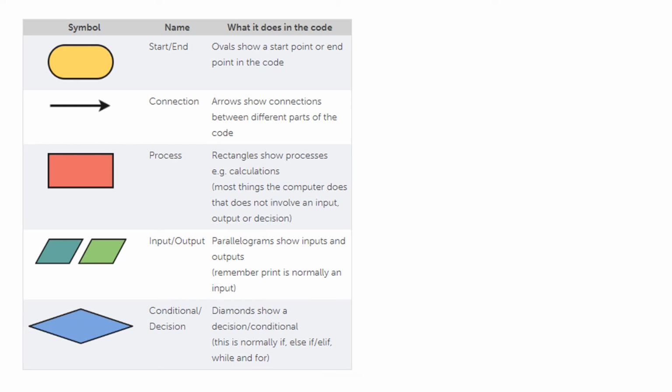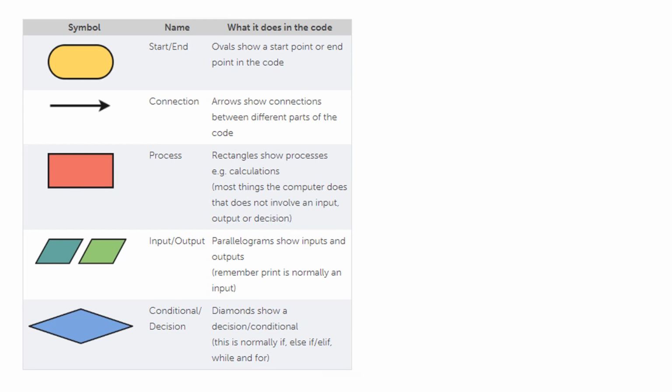All flowcharts have connections, arrows which are one way only, which move us through the flowchart. A process is shown by a rectangle, and this could be a mathematical function or something that computers or the world does without needing any inputs or decisions. Inputs and outputs are shown by parallelograms, and they show things that we have to put in or get out of our flowchart.